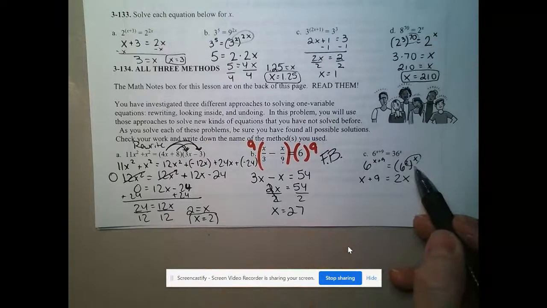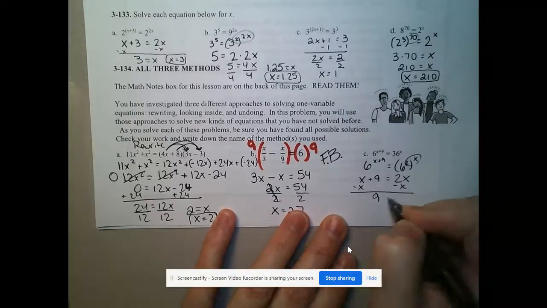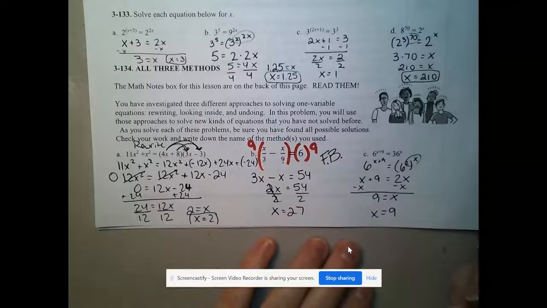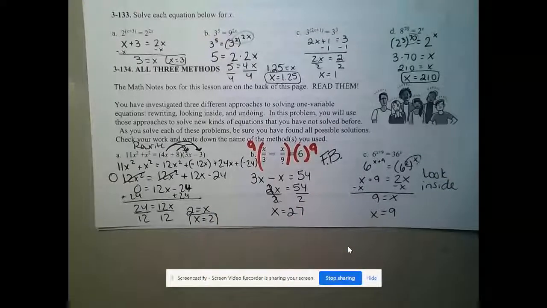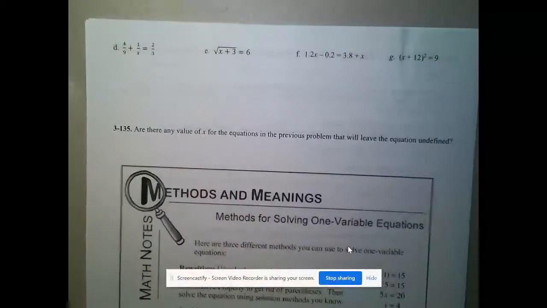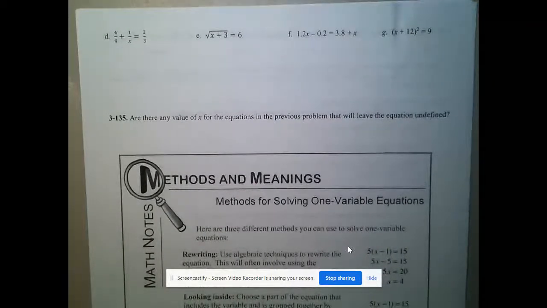And that's an exponent raised to another exponent. I'm going to subtract x from both sides. 9 equals x, or x equals 9. And most people would call this the look inside method as your best option because there are variables in both exponents. All right, if we flip this over to look at the back, there are some more examples as well as methods and meanings math notes section that you may peruse regarding the 3 methods and the fraction busters as well.